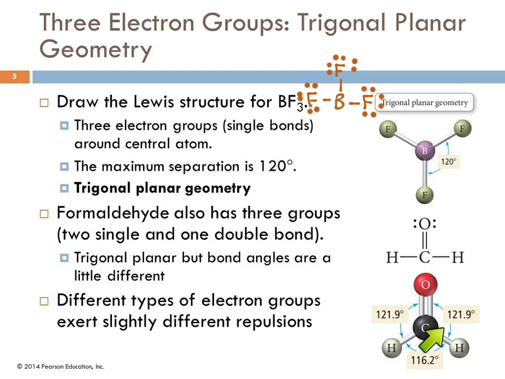The angles here are not exactly the same. 121.9, 121.9, and 116.2. And what that tells us is that this oxygen is a little more repulsive to the hydrogens than the hydrogens are to each other. They're like, man, we really hate oxygen. I don't like you either, but I'm willing to get a smidge closer to you so I can get farther away from him. So what these atoms are affects the angles, but it's roughly 120 degrees.